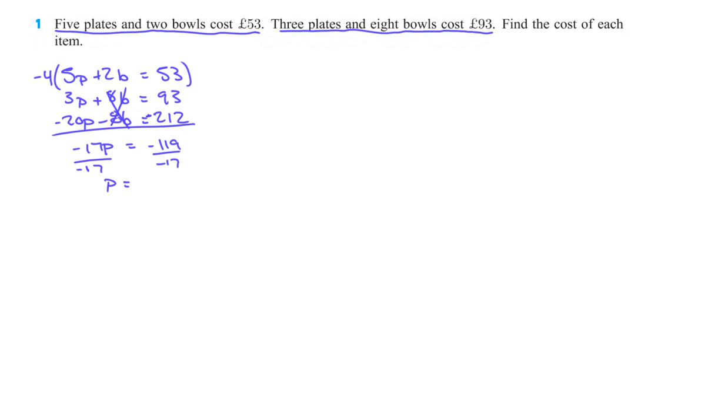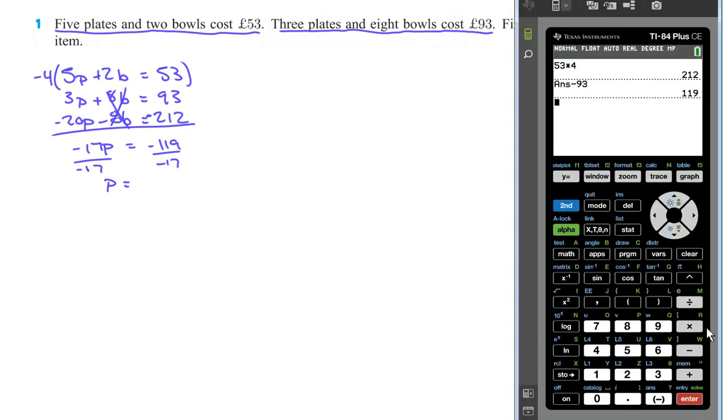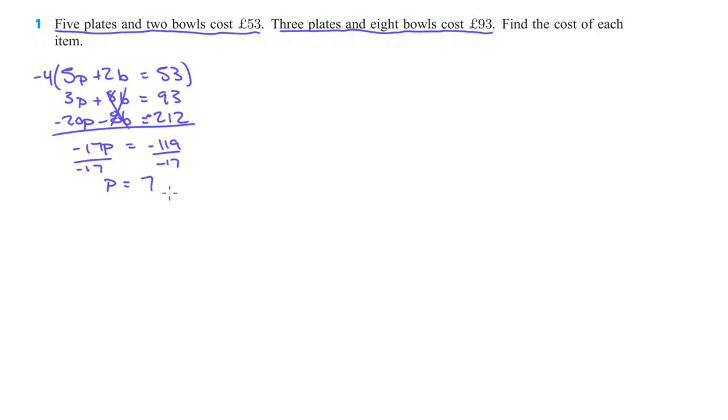And our price will be, so -119 divided by -17, so I'm going to do +119 divided by +17, and that gives us that the plates are 7 pounds each. That is that. Let's see if I can make this, close enough. You get the idea. So that's how much a plate is, 7 pounds. And now that you know what the plate is, we can plug that into either one of these to figure out what the bowls are.